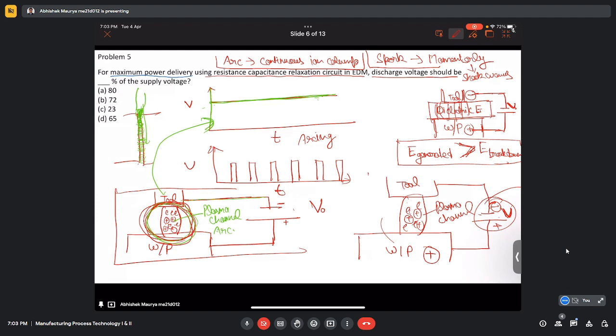But when this gets extinguished, then what will happen? Production of shock waves will take place. When this arc is going to extinguish, when it is going to die out, at the same moment shock waves will get produced, and because of these shock waves, the metal which has been melted over here will get removed from here. So we want a plasma channel for a very small moment for electro discharge machining. And this is called sparking.